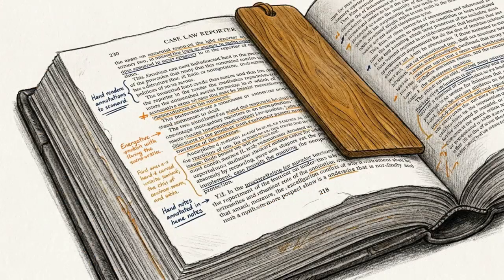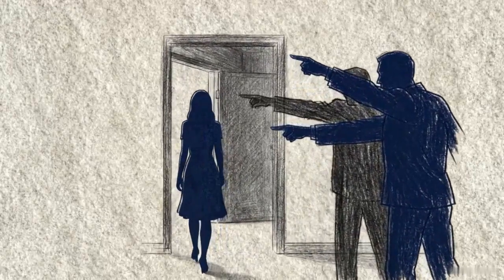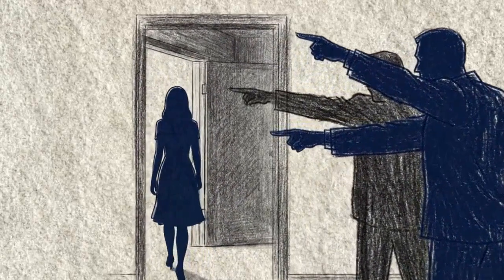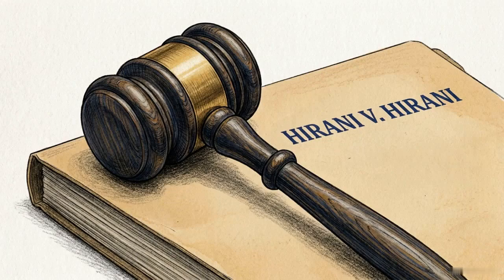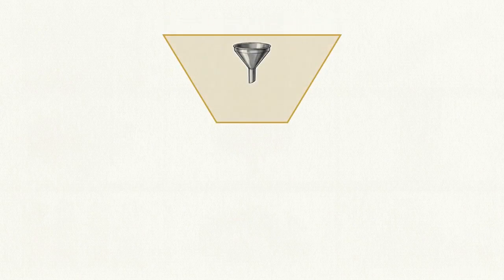The benchmark for this is Hirani v. Hirani. In that case, parents threatened to turn their daughter out of her home unless she married a man of their choosing. The court ruled this constituted undue pressure that overbore her will, rendering the marriage voidable. When relying on a mistake to invalidate consent, the law is narrow.